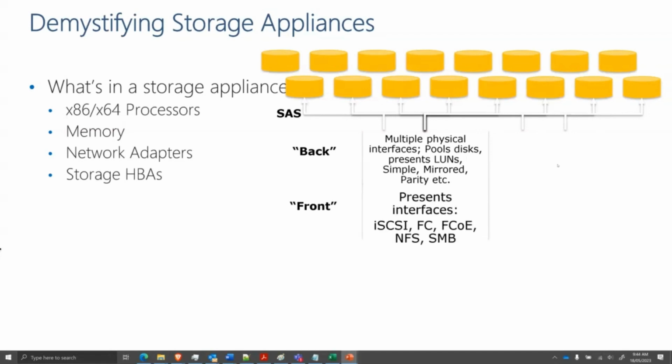At the front, it's presented as iSCSI or fiber channel over Ethernet, NFS or SMB. So as far as your Hyper-V host or even vSphere ESXi host, they are connecting to this, and at the back it's doing all of that. So I think with our TrueNAS, you sort of got an idea of what this is doing.